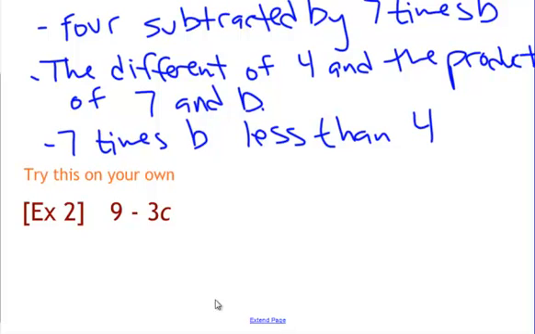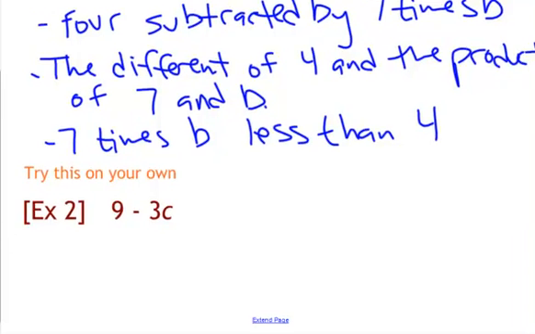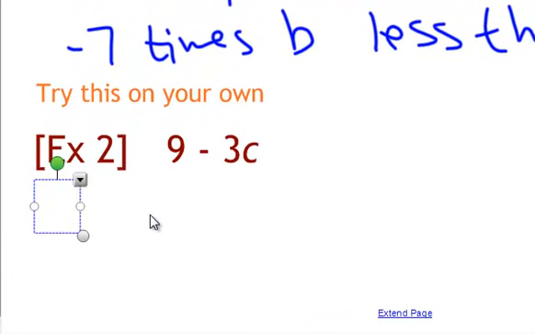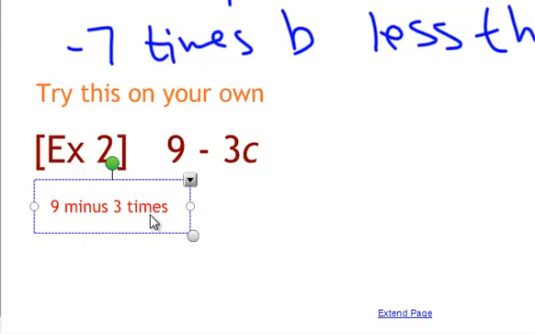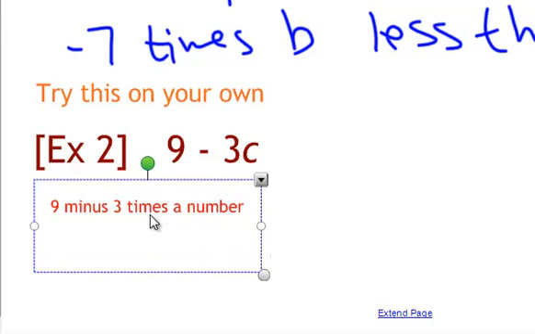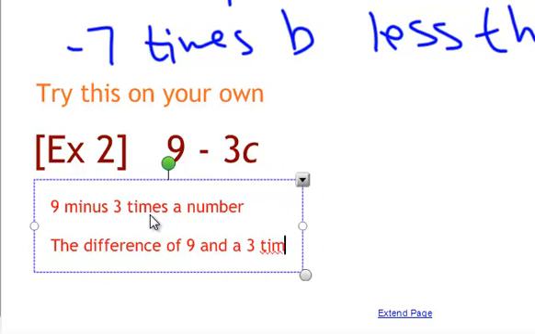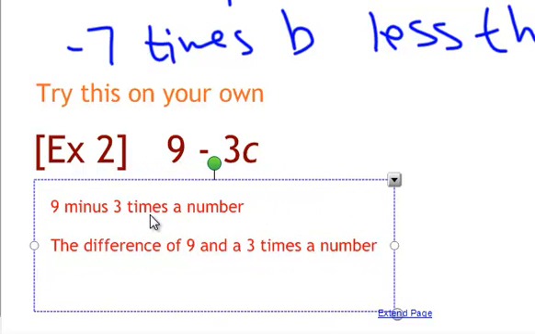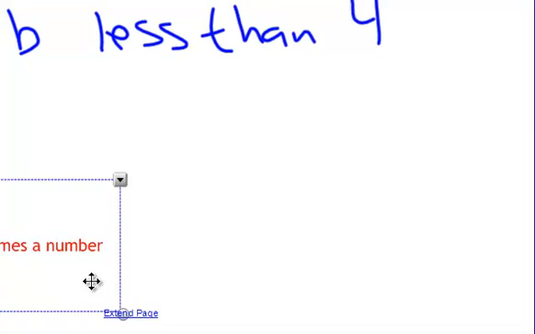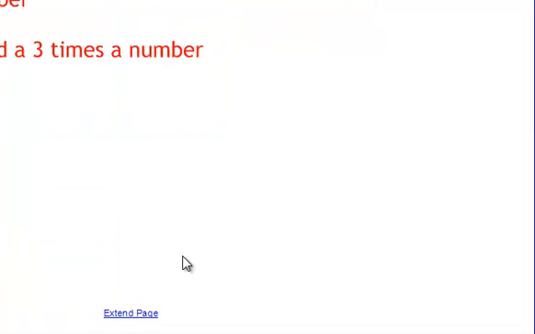Now, this one, I'm going to type these out, could be 9 minus 3 times c. That easy. Or a number. You could also say the difference of 9 and 3 times a number. Or you could say 3 times c less than 9. Any number of those work. And you could have one that's not even on there, but you know it could work. All right. So hopefully you got one of those, or something close. Moving on.